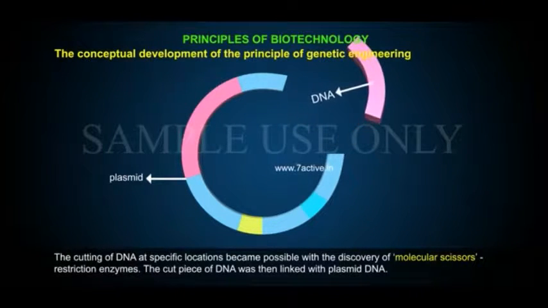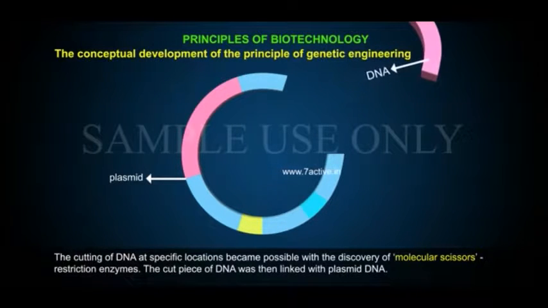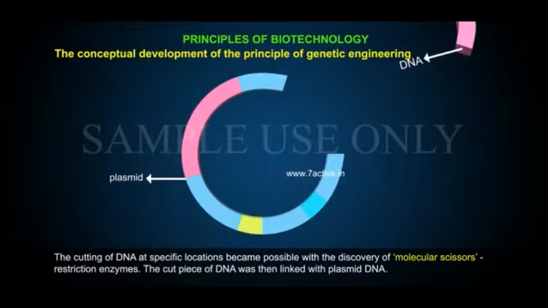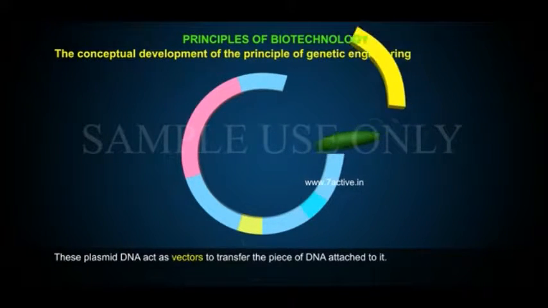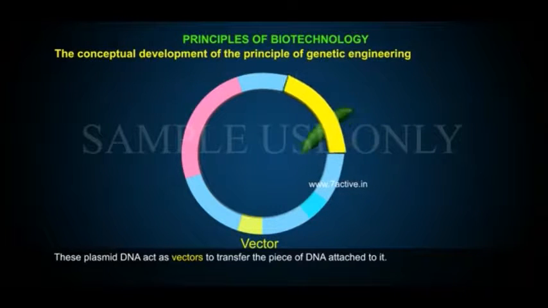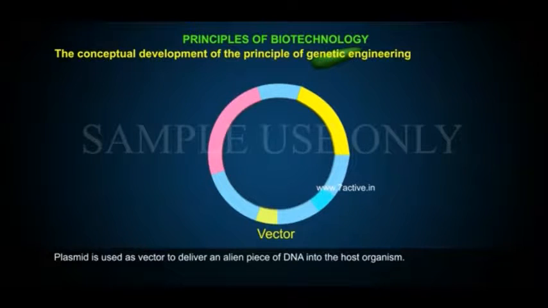The cutting of DNA at specific locations became possible with the discovery of molecular scissors, restriction enzymes. The cut piece of DNA was then linked with plasmid DNA. These plasmid DNA act as vectors to transfer the piece of DNA attached to it. Plasmid is used as vector to deliver an alien piece of DNA into the host organism.